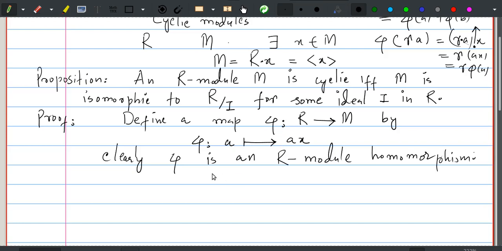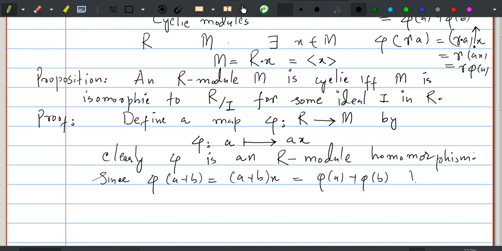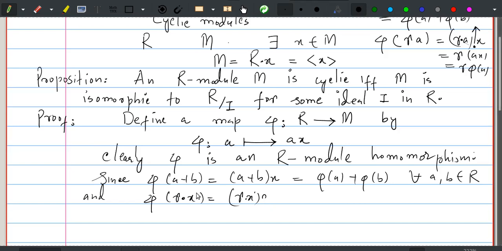Now let us exhibit the kernel of phi. Phi is an R module homomorphism, since phi of A plus B is (A plus B) X, which is the same as phi of A plus phi of B for all A and B in R, and phi of RA is (RA) X, which is R of AX, which is R of phi of A, for all R and A in R.